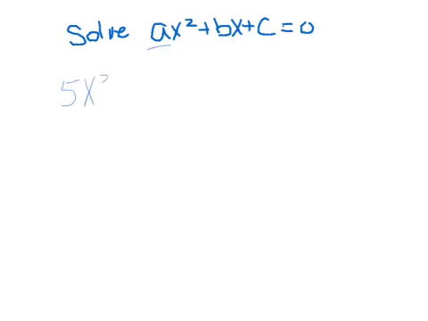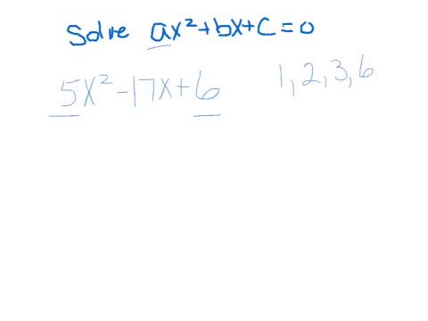5x squared minus 17x plus 6. Okay, we can still use our trick for these. It's a little bit more complicated though. So let's try that. What are all the factors of 6? 1, 2, 3, and 6.